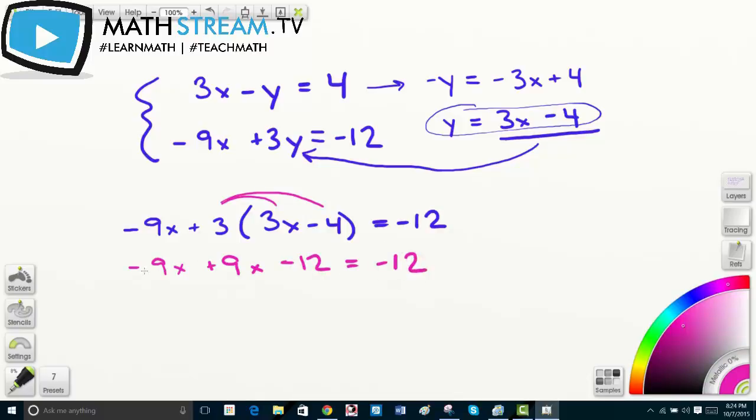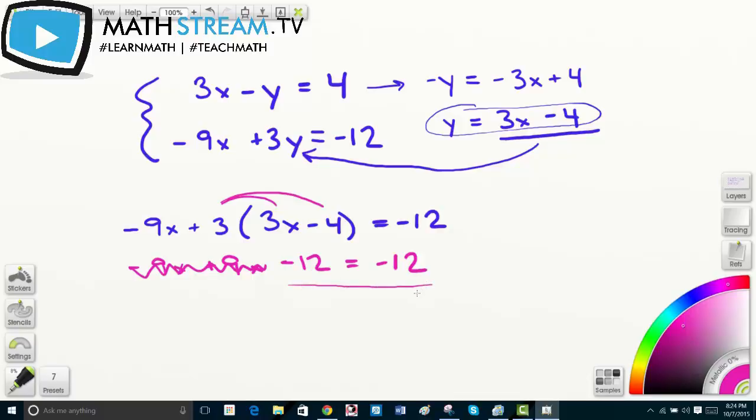Now this is looking very similar to our last problem. Negative 9 and positive 9 are going to cancel each other out. And here, oops, this is a negative. I just kind of half crossed it out. Let me try crossing that out in a way that's not so confusing. We end up with no x's, but we have a true mathematical statement: negative 12 equals negative 12.